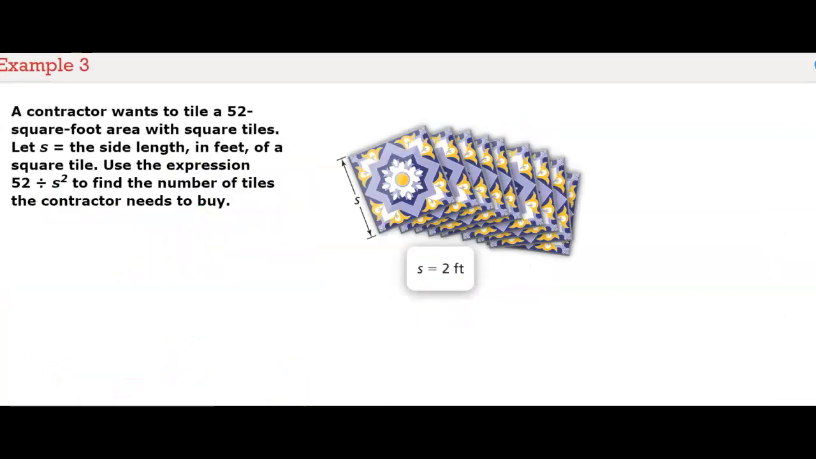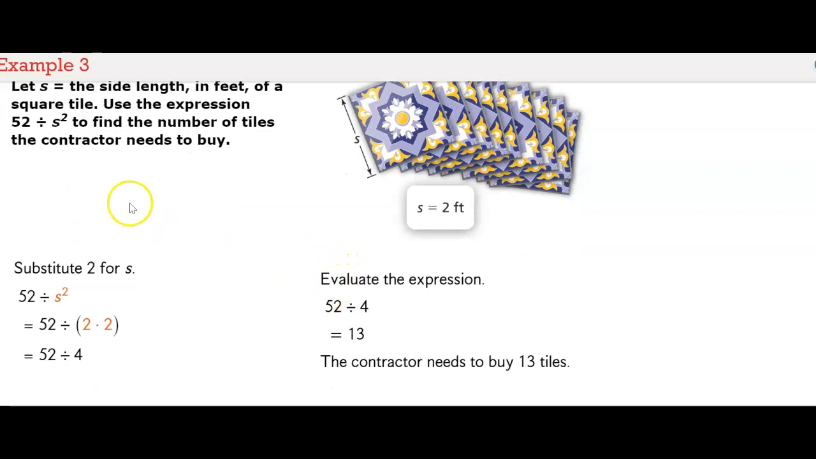A contractor wants to tile a 52 square foot area with square tiles. Let S equal the side length in feet of a square tile. Use the expression 52 divided by S squared to find the number of tiles the contractor needs to buy. You substitute 2 for S, and so S to the power of 2 is part of the expression, so it becomes 2 times 2. That's 4. 52 divided by 4 is equal to 13. So the contractor needs to buy 13 tiles.